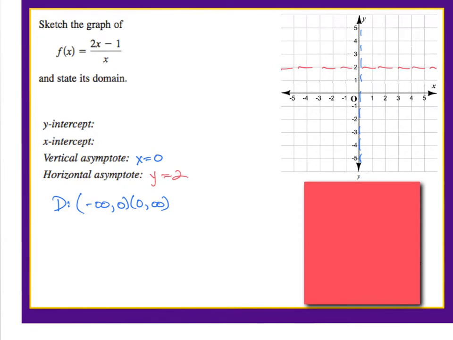Now let's test for x and y intercepts. So let's start out with the y-intercept. We substitute in 0 for x. What happens when we substitute 0 in for x? What do I get? I get negative 1 over 0. So that's undefined. Why do I not have a y-intercept?